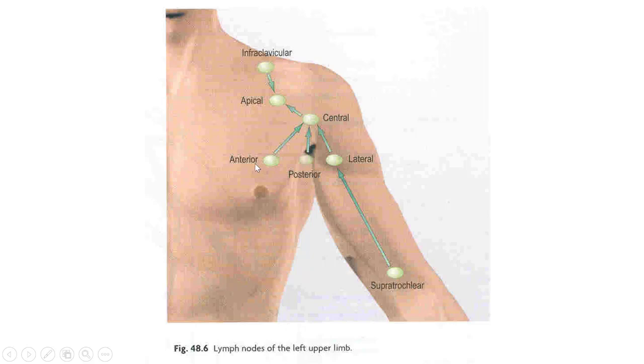These nodes are named anterior, along the lower border of the pectoralis minor. They receive lymph. Anterior nodes receive lymph from the upper half of the anterior wall of the trunk and from the major part of the breast.